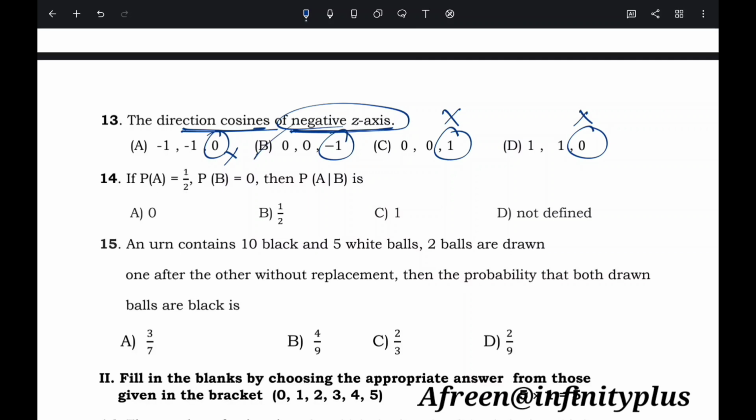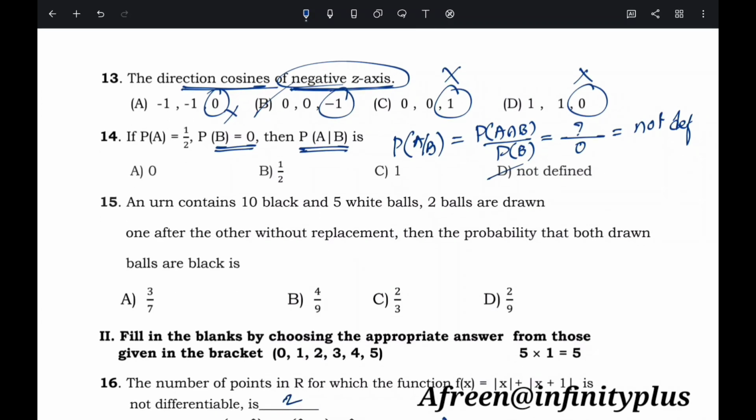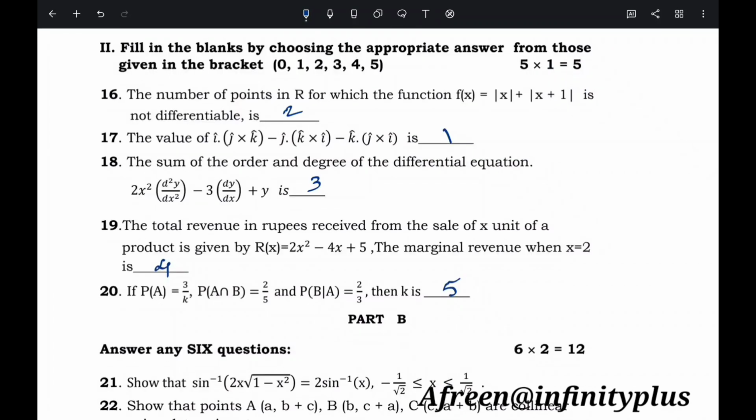Next, P of A is given as 1 by 2 and P of B is equal to 0. Then you have to find P of A given B. You know that the formula for P of A given B is equal to P of A intersection B divided by P of B. We don't know what P of A intersection B is, but they have given P of B as 0. Anything divided by 0 is not defined. So the option is D. Next, the 15th one, the answer will be A.